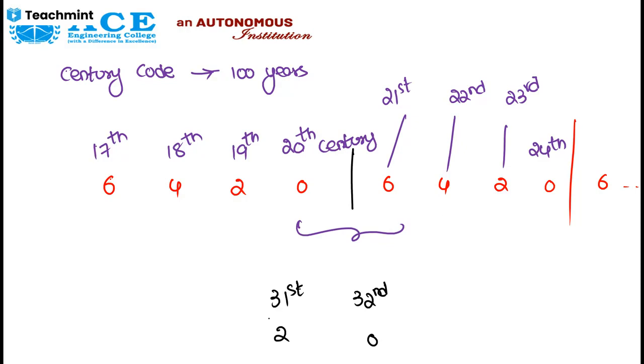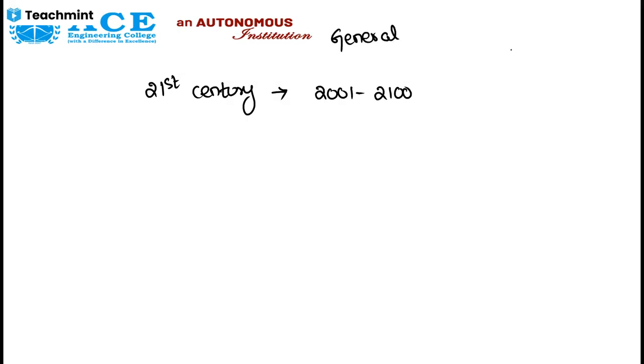Now, one small correction we have to consider for this procedure. In general, 21st century means 2001 to 2100, my dear friends. I repeat, in general it is 100 years. But here, for this procedure, you have to take 2000 to 2099. That starting and ending problem is there, starting one and ending one.